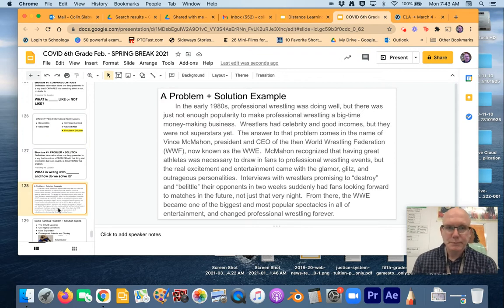Here's my example. I'll go back to the wrestling example. If you follow along with me, in the early 1980s, professional wrestling was doing well, but there was just not enough popularity to make professional wrestling a big-time money-making business. Wrestlers had celebrity and good incomes, but they were not superstars yet.